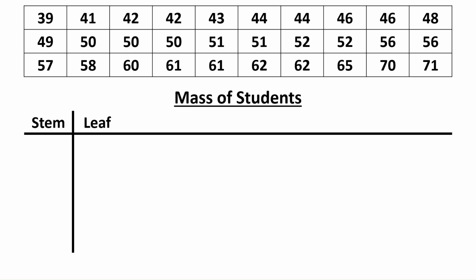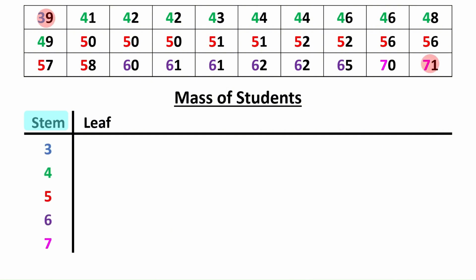A stem and leaf diagram is a statistical diagram that is used to organize numerical data. It consists of a column for the stems and another column for the leaves. To construct a stem and leaf diagram, we need to extract the more significant digit of each mass, which is the 10th digit, to form a stem. Since the masses of these students range from 39 to 71, the digits in the stem column are 3, 4, 5, 6, and 7. The stems are arranged in ascending order in a vertical column.